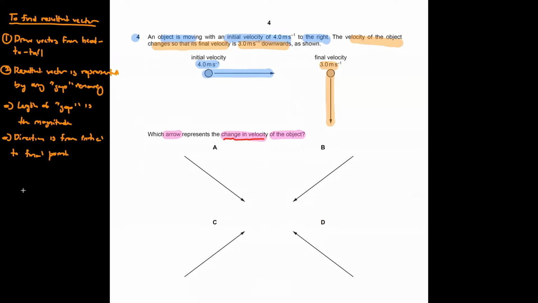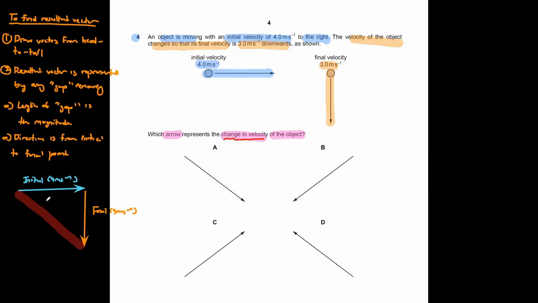We have an initial velocity of 4 meters per second going towards the right, followed by a final velocity of 3 meters per second going downwards. So we draw the vectors from head to tail in this manner. This one is our initial vector at 4 meters per second. This one is our final vector at 3 meters per second. So notice that there's a gap remaining here, indicated by this red line here.